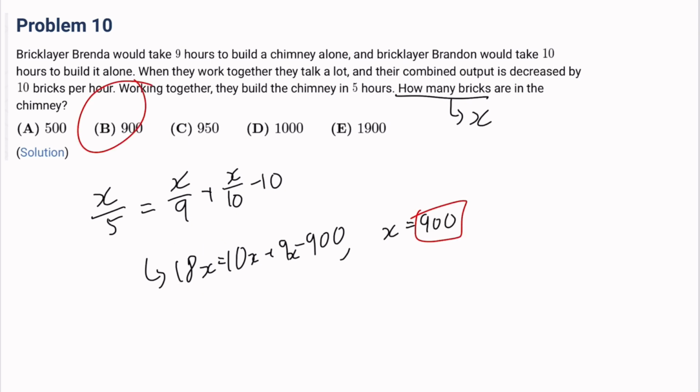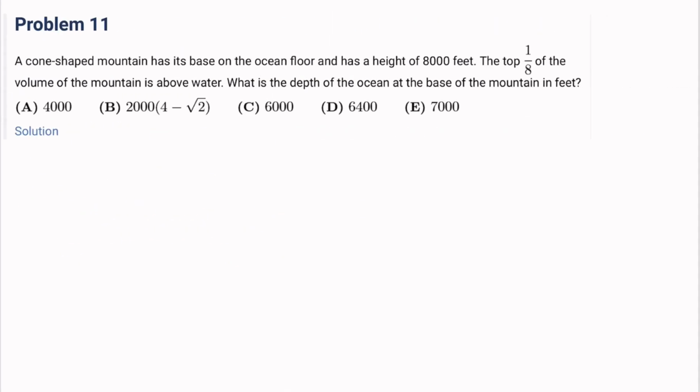It's B. Number 11. A cone-shaped mountain has its base on the ocean floor and has a height of 8,000 feet. The top 1 over 8 of the volume of the mountain is above water. What is the depth of the ocean at the base of the mountain in feet?